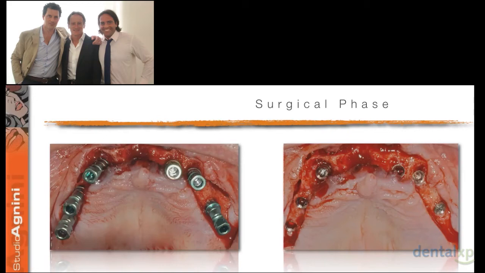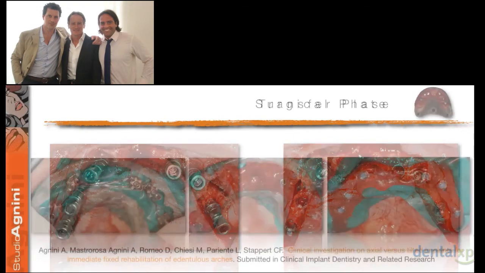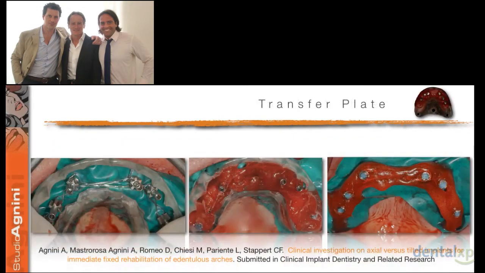So if the palatal mucosa is not elevated, we are more precise, because of course one of the weak points of this technique is that the transfer plate is built on stone on the model, but in the mouth we have the mucosa that is not as hard as the stone.